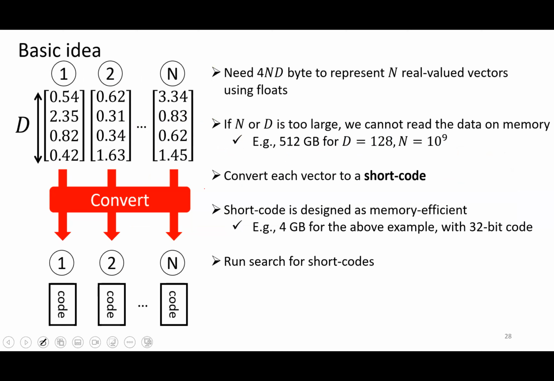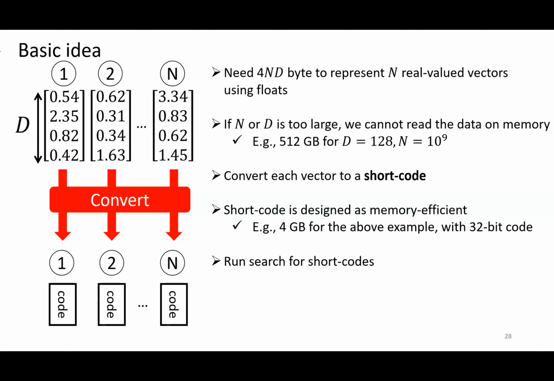So the basic idea behind quantization is that you have your original vectors. They use a lot of space, let's say 512 gigabytes. You want to convert them such that each vector is represented by a very small code. Maybe you can do this with 4 bytes, 32 bits. Then you could store a billion scale data set just in 4 gigabytes of RAM.